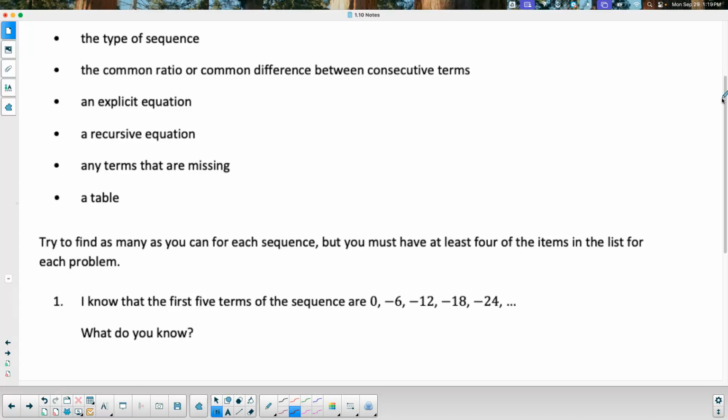So what do you know? I'm not adding 6 each time. No, that would be going up then. So we're subtracting 6 each time. It's arithmetic because it's always subtracting 6, right? So the first thing that we know is that it is arithmetic. What's the second thing we know?